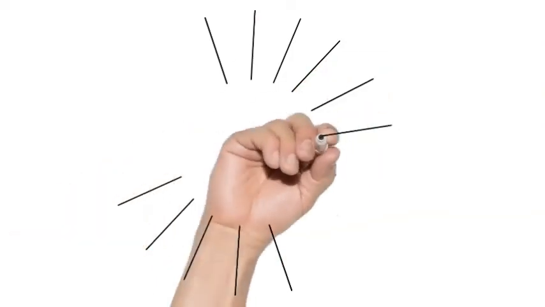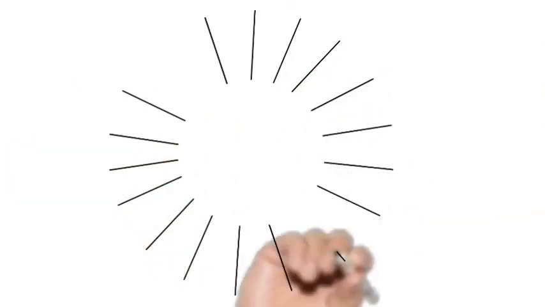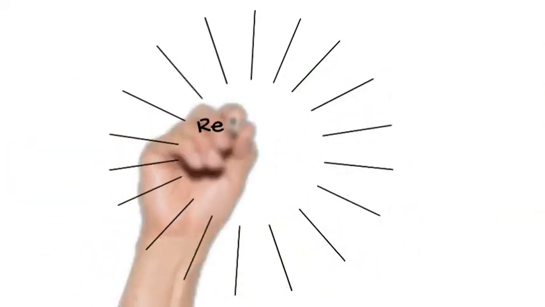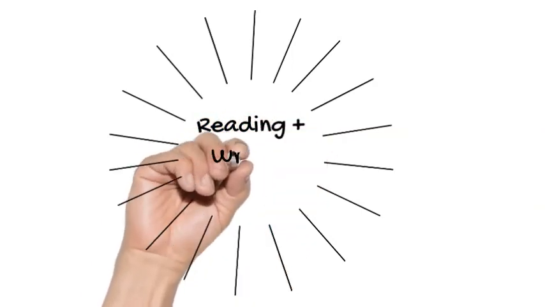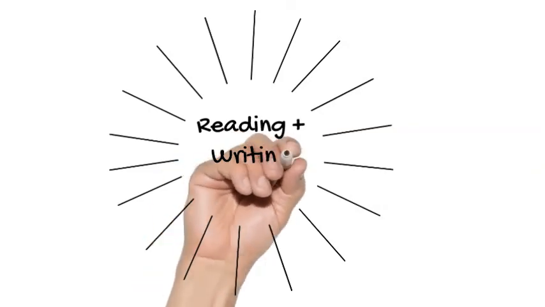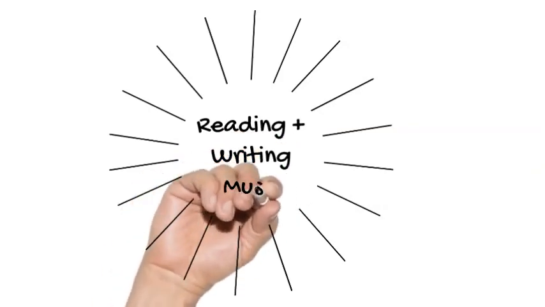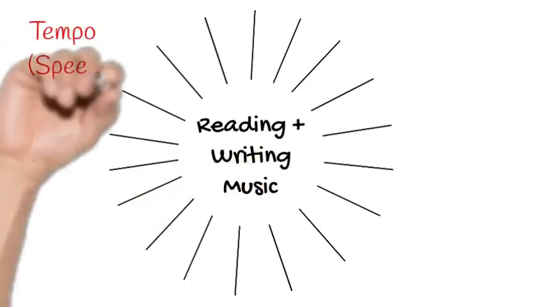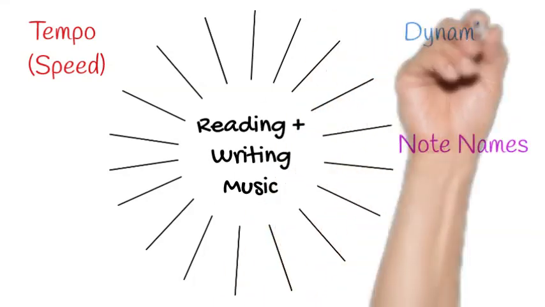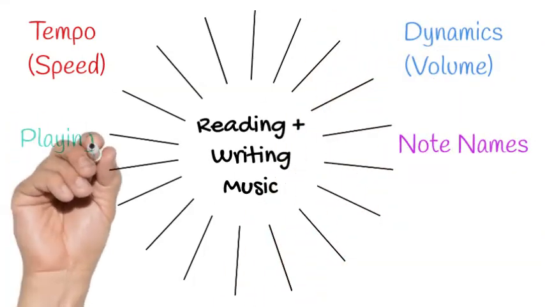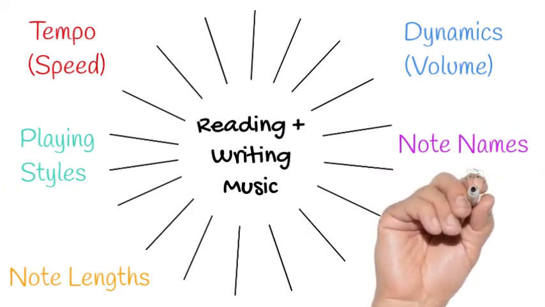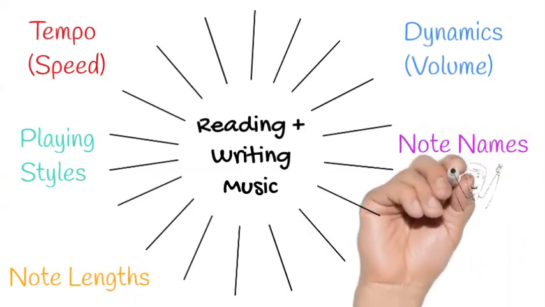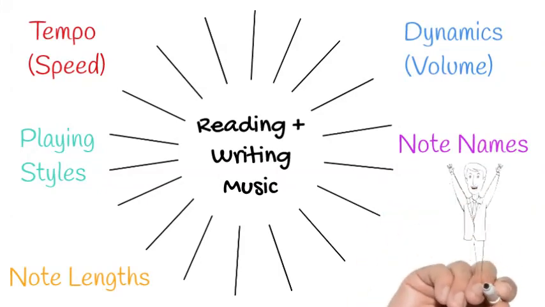So we have now learned about the following: tempo or speed, dynamics or volume, and styles in which notes should be played. And when we add this to our already covered knowledge of note names and types of note lengths, we should be in a confident position where we can start to write our own pieces of music or play a pre-written piece of music exactly how it was intended.